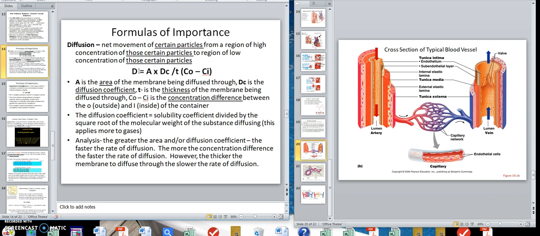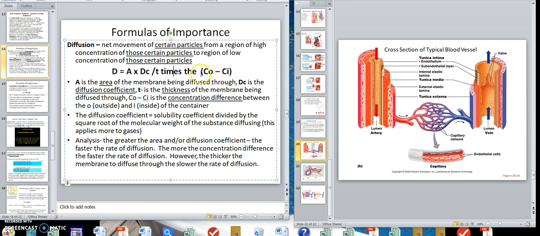Okay. Divided by the thickness, times the concentration difference, CO minus CI. That's the concentration difference. Concentration outside minus concentration inside is the concentration difference. The area is in the numerator.